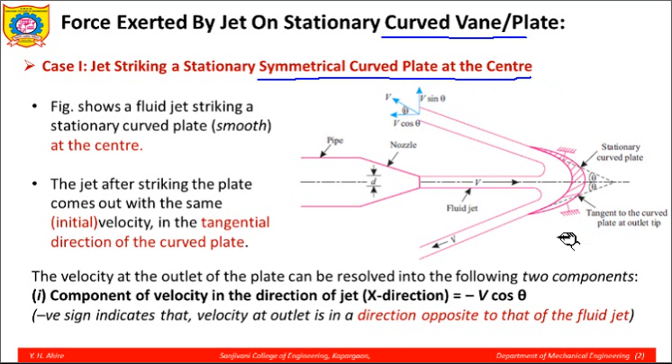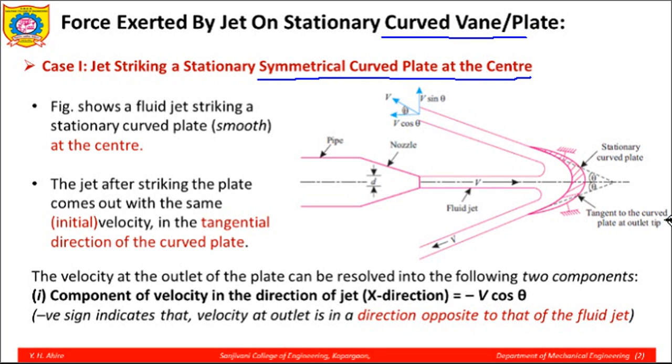So here in the figure you can see this is a curved plate or a curved vane or curved blade, and it is symmetrical. Symmetrical means what? Here you can see these are the tangents. This is the tangent at this tip and another tangent at the other tip. The vane has two tips, right?